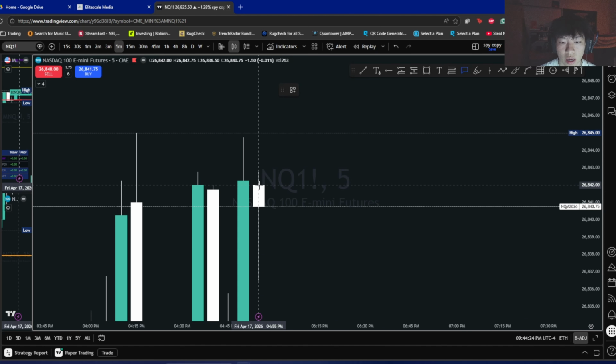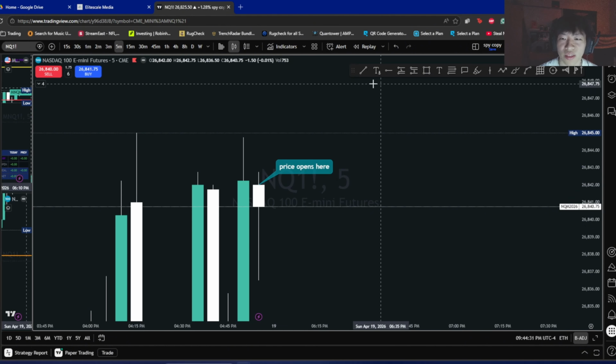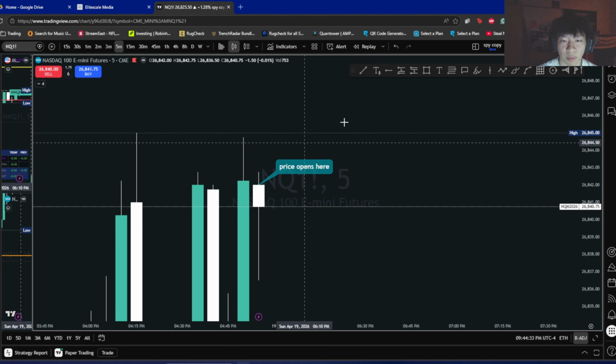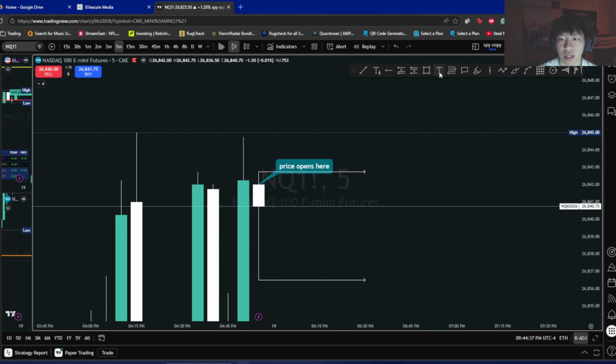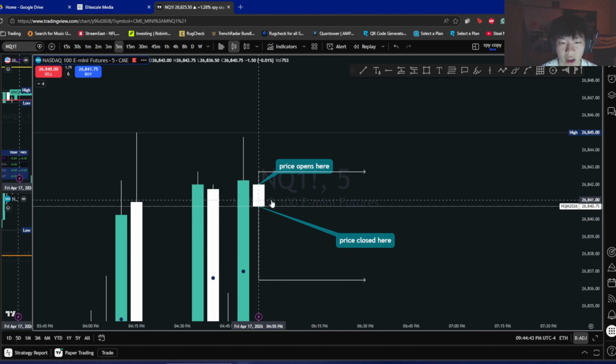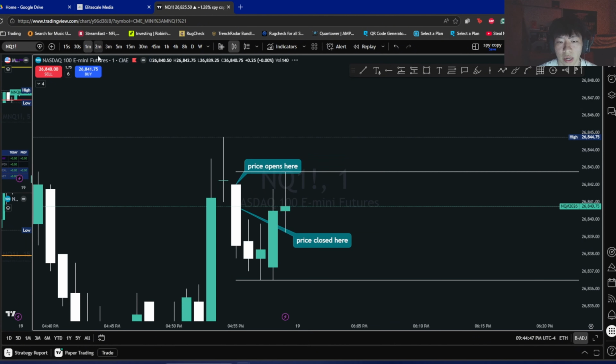What does that mean? That means that at 4:55, price opens here. At some point in the 5-minute, price makes this high. Price makes this low within the 5-minute. And price closed here. So at 5 p.m., price closed here. We have this candle here. Now let's take a look at this 1 minute again.